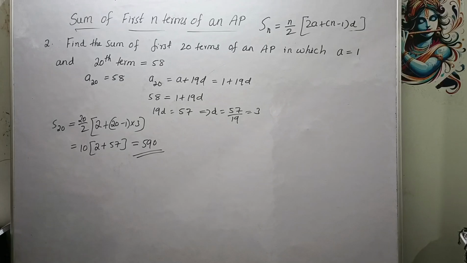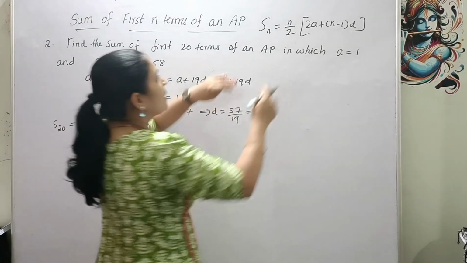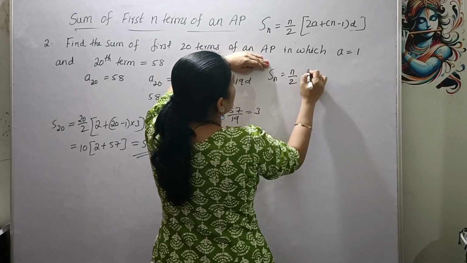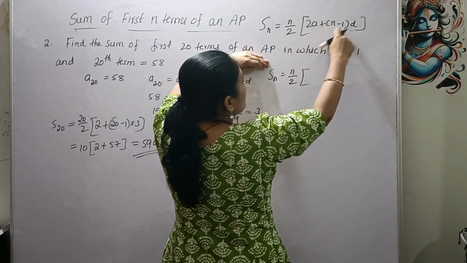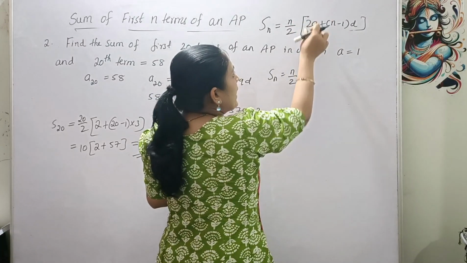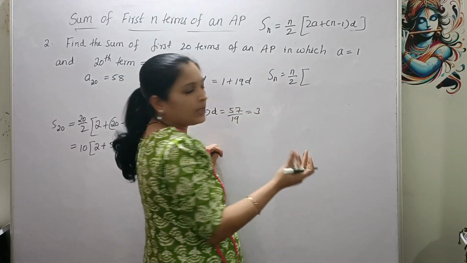Okay, another method is, see here, we have this formula, that is Sn is equal to n by 2 into 2a plus n minus 1 into d. Okay, this can be written as, see, 2a can be written as a plus a, right?